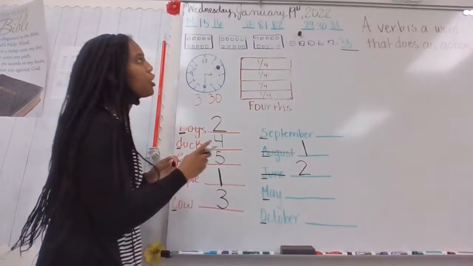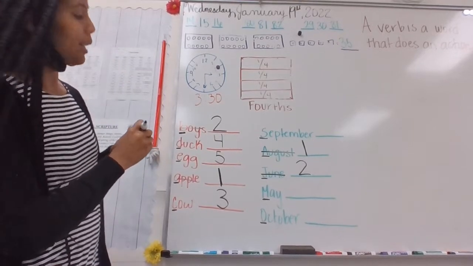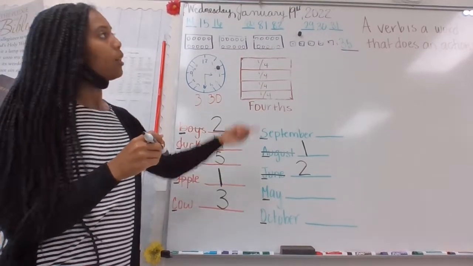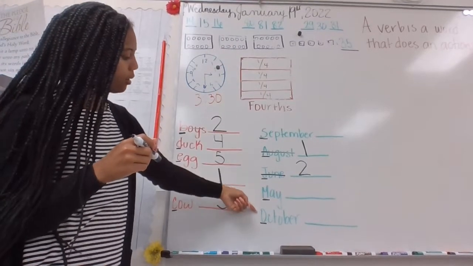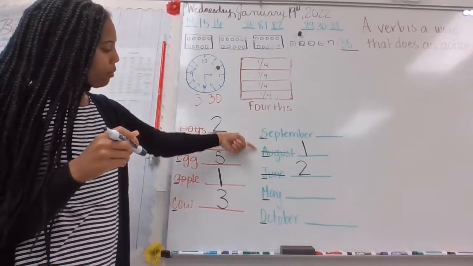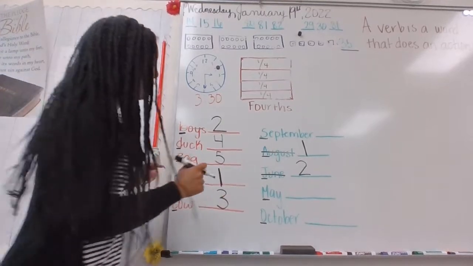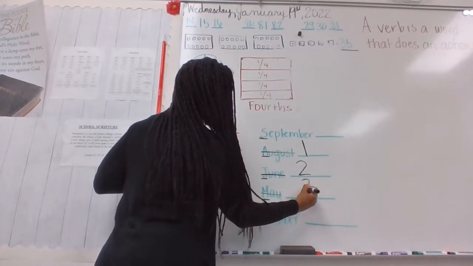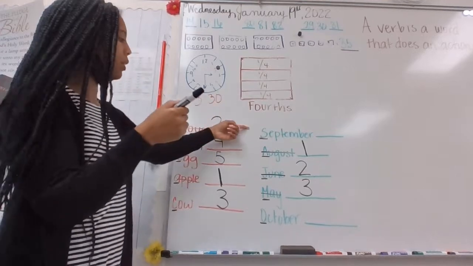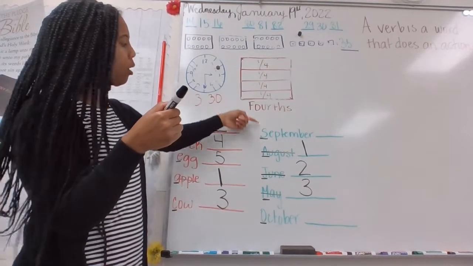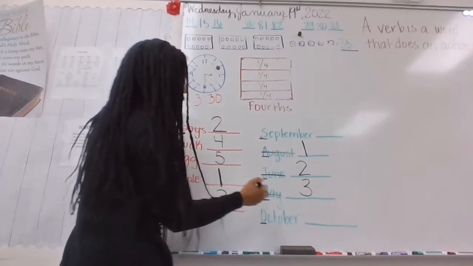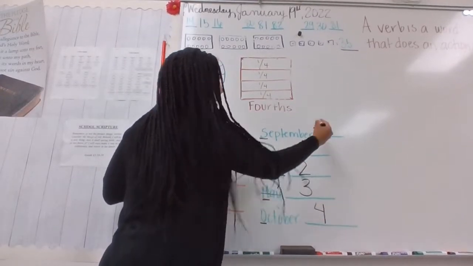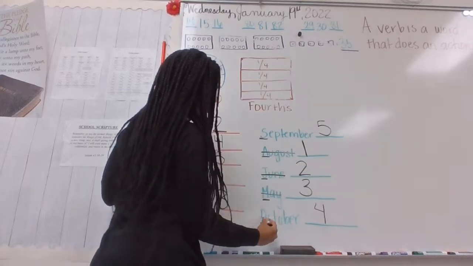So keep going. After J is K. No. Next letter, L. No. M. May. Yep, May. So we put a 3. Keep going. After M, N. No. Next, O. Yes, October. So that's number 4. And then obviously our last one would be September.